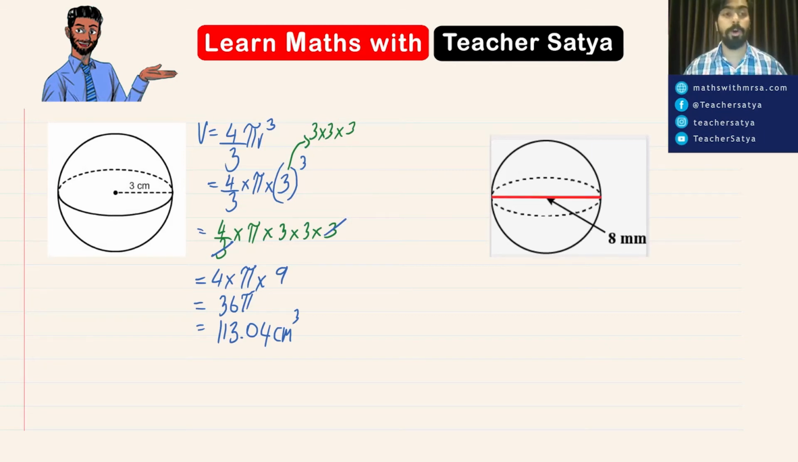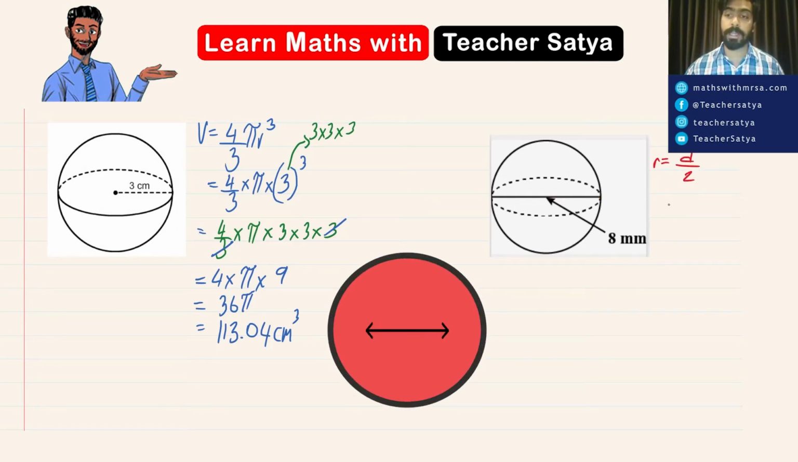Now, as we all know, in order to find the volume of a sphere, we need to know its radius. And we all know that the radius is equal to the diameter divided by 2, right guys? So in this question, it will be 8 millimeters divided by 2. Therefore, our radius is 4 millimeters.